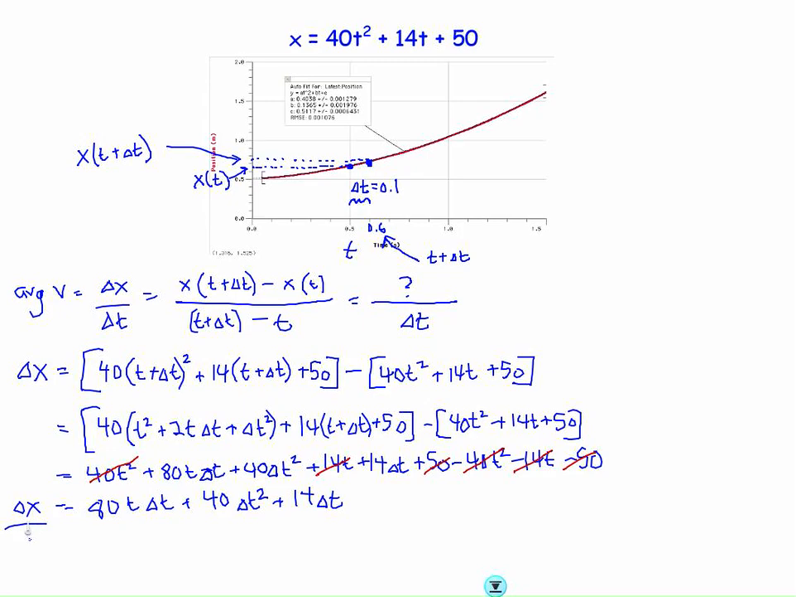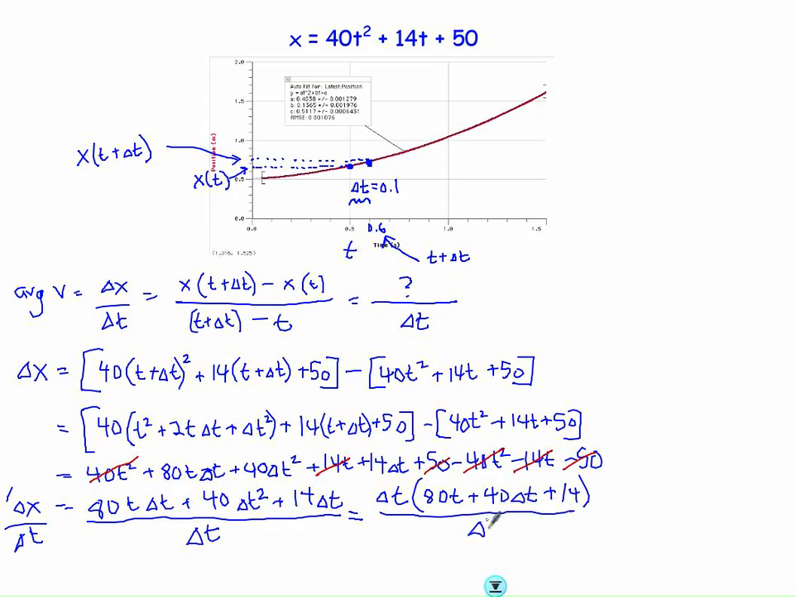Now let's go back and divide by our delta t. That'll give us our average velocity. But maybe you notice every term on the top has a delta t. Let's factor that out. So 80t plus 40 delta t plus 14, divided by delta t. And now that delta t cancels out.